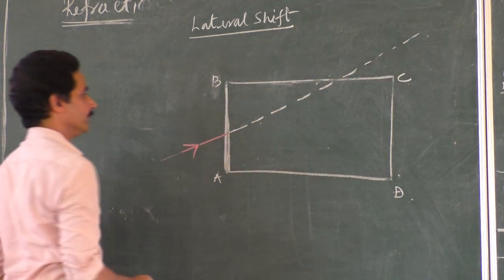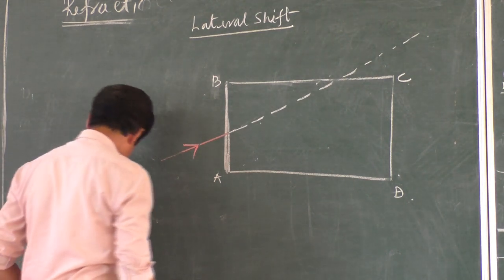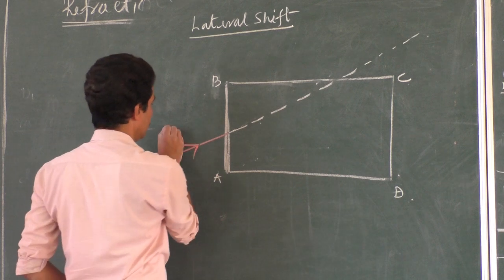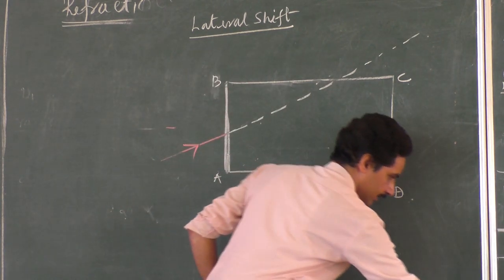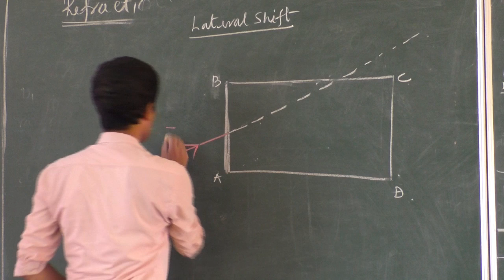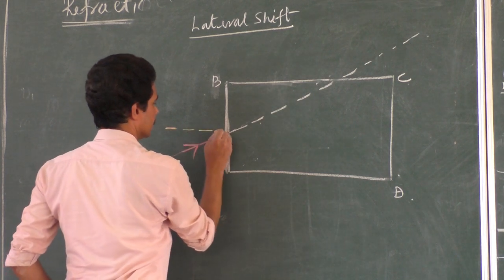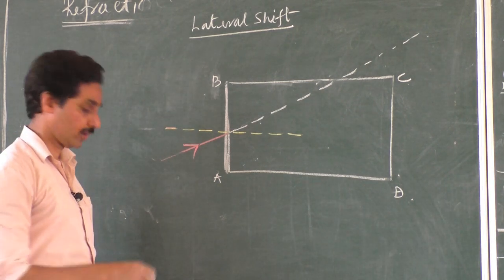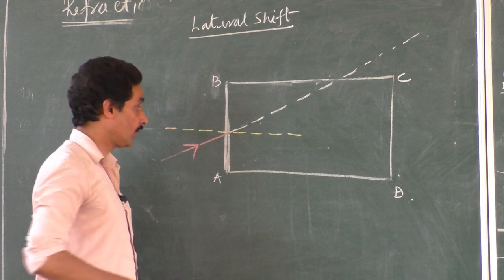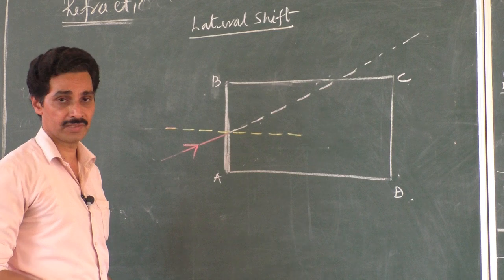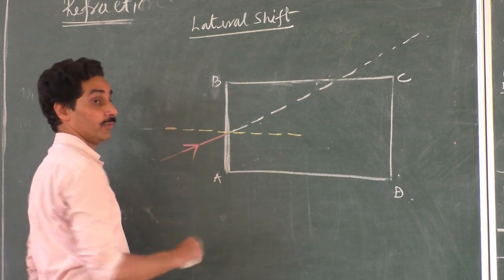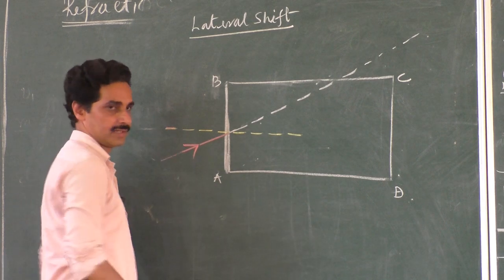Right. Now, draw a normal. If you want to see how the ray of light undergoes refraction, you should draw a normal. I have to use a different color. Yes, this is the normal drawn to the surface. Why do we draw the normal? The normal is drawn in order to define the angle of incidence and refraction. Where do you have to draw the normal? To the surface where the light is falling, at the point of incidence.